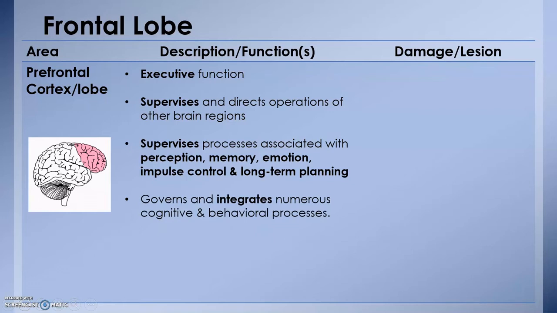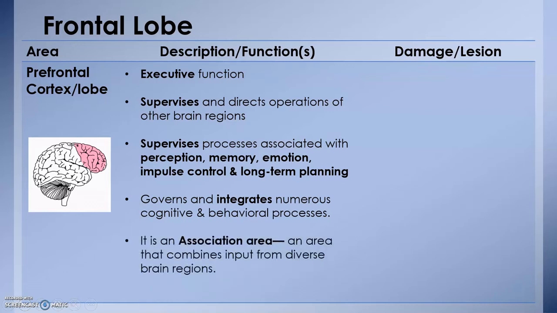Let's take an example of this supervisory role. With regards to memory, the prefrontal cortex does not store any memory traces. It is not going to store the memory. What its role is, is to remind us that we have something to remember. Another important point to note is that since it integrates information from different cortical regions, from different areas of the brain, different stimuli and information, the prefrontal cortex is an association area. That is, an area that combines input from diverse brain regions.